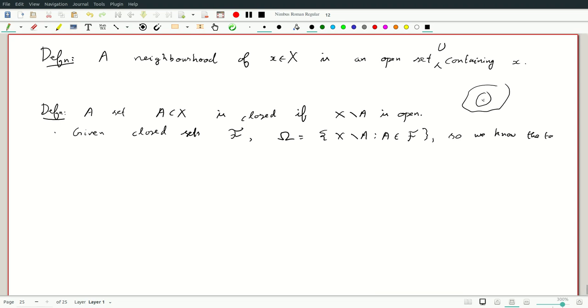This leads to a natural question, which is really quite easy to answer. So the question is, when does a collection F contained in 2 to the S form not open sets, that is not the topology, but the closed sets in a topology?